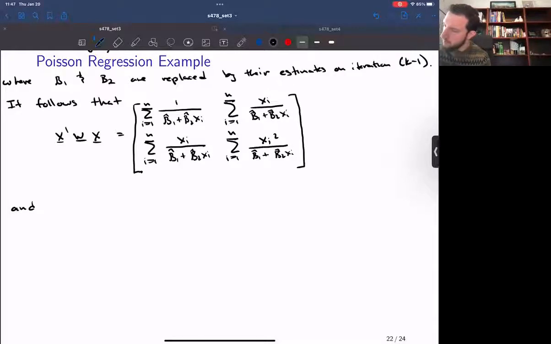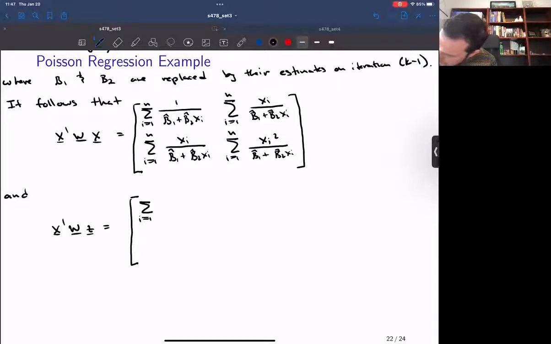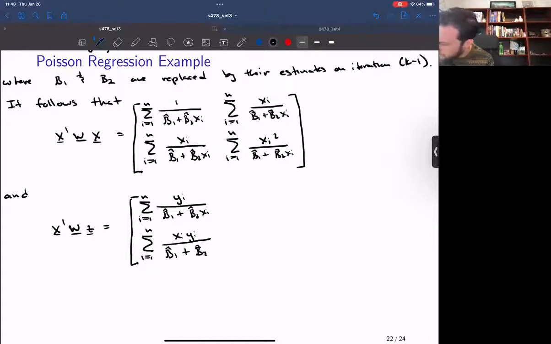And X transpose W Z can be written as the sum from i equals 1 to n of y_i divided by beta 1 hat plus beta 2 hat x_i, multiplied by the sum of x_i y_i divided by beta 1 hat plus beta 2 hat x_i.